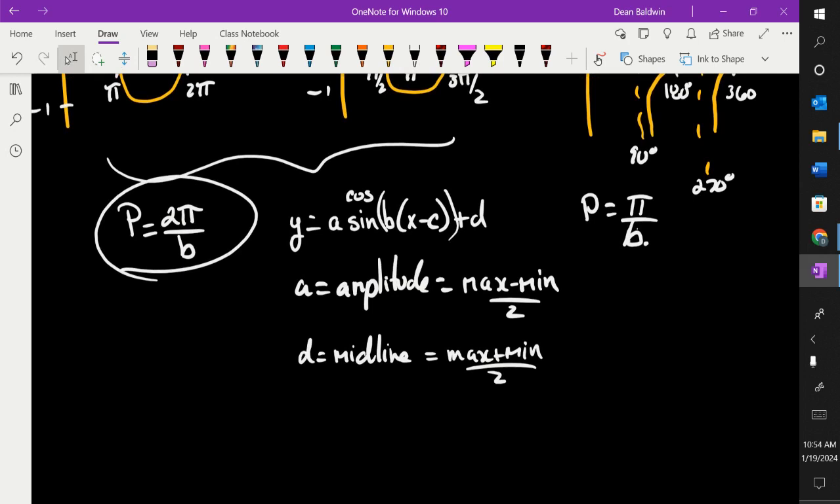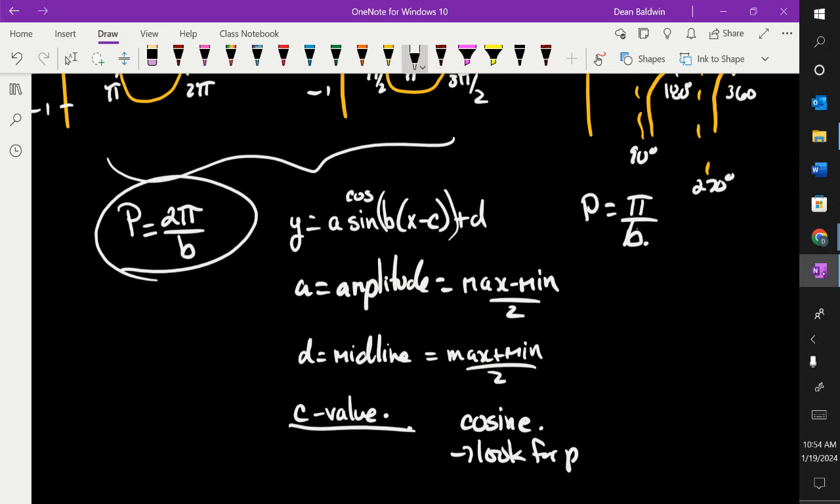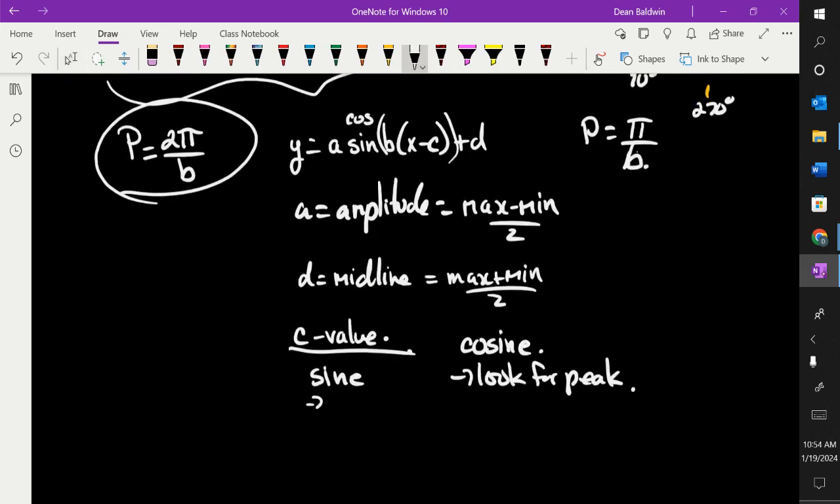And remember the C value is kind of weird. There's 2 ways to find it. For a cosine graph, what do you look for? The peak. So the C value for a cosine graph, I'll look for the peak. For a sine graph, you are rising midline.